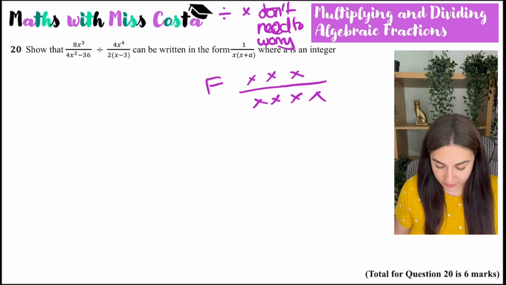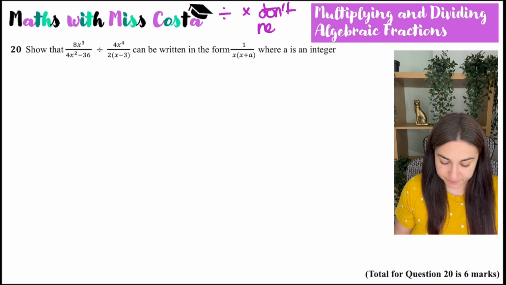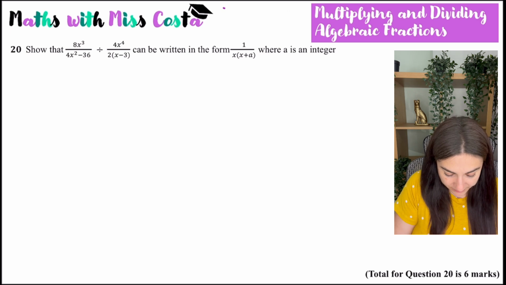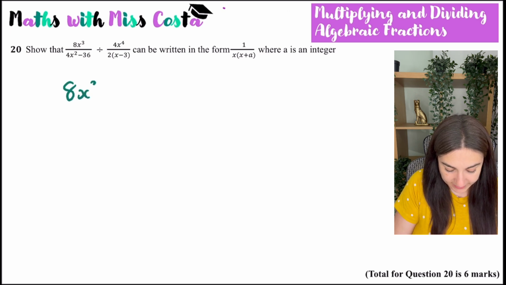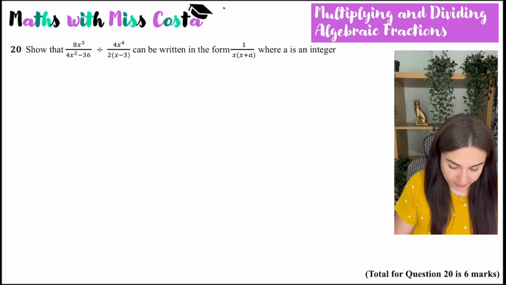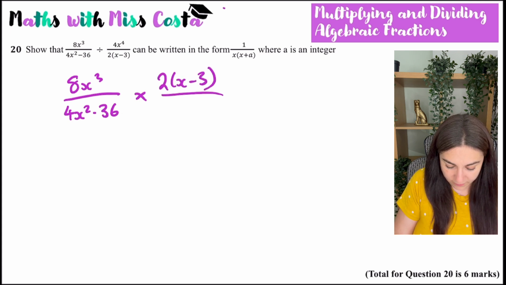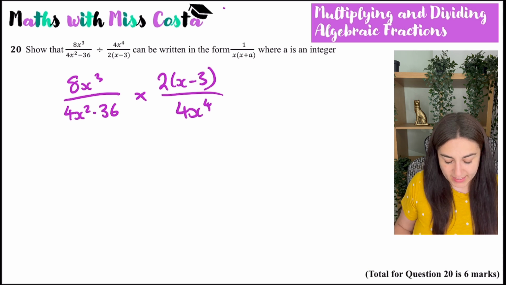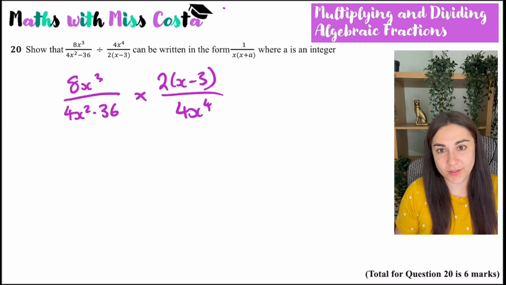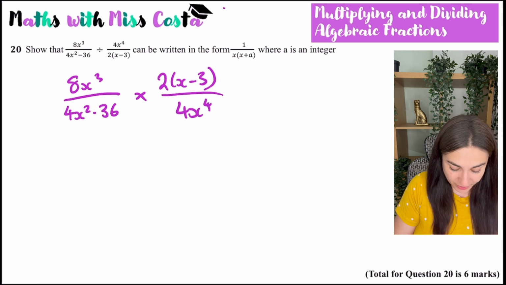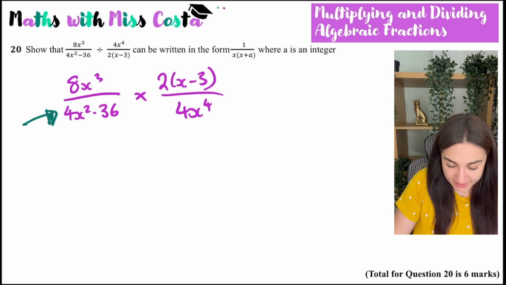So all we're going to do is keep the first fraction as it is, change the second fraction. So 8x cubed divided by 4x squared minus 36, times 2x minus 3 over 4x to the power of 4. Now, hopefully you're getting good at spotting the difference of two squares.